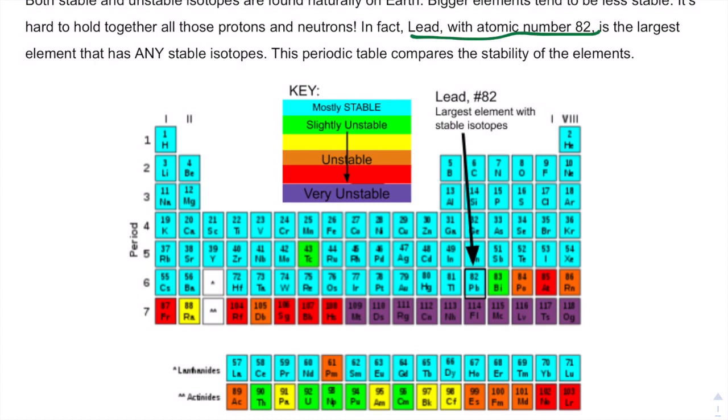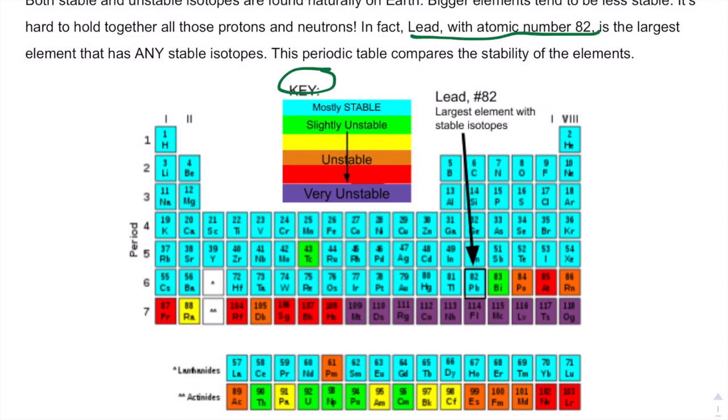This periodic table compares the stability of the elements. Think about what I see, what it means. Here's a key telling me these colors. So blue is mostly stable. Green is a little bit less stable. And then we get to purple being very unstable.